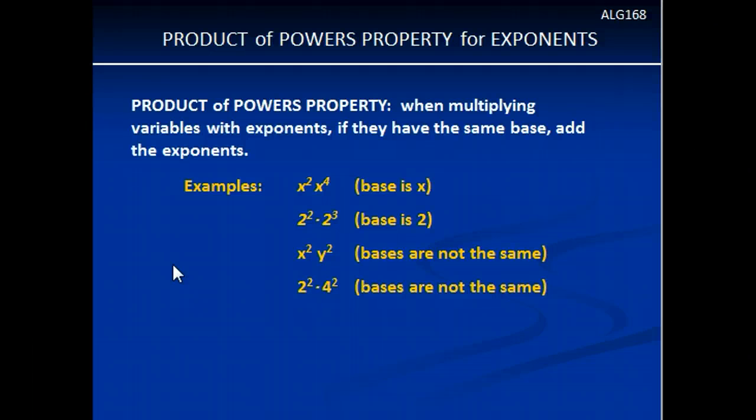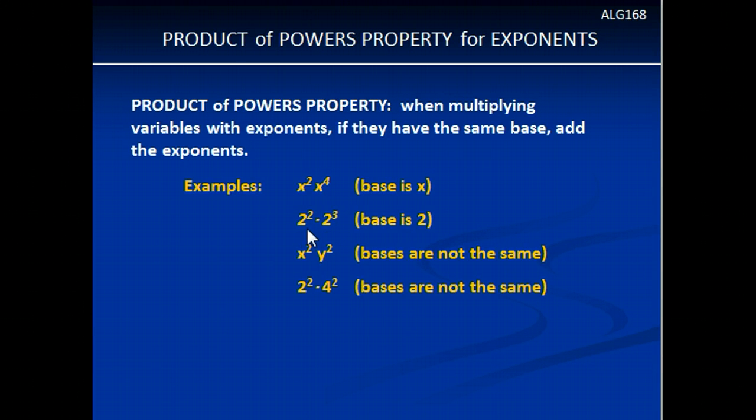The product of powers property says, when multiplying variables with exponents, if they have the same base, add the exponents. So we will look and we will see. Here we have x squared, x to the fourth. That means our base is x. They have the same base. We could add these exponents. It would be x to the 2 plus 4, which is 6.